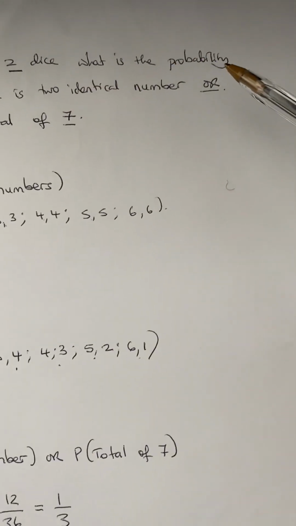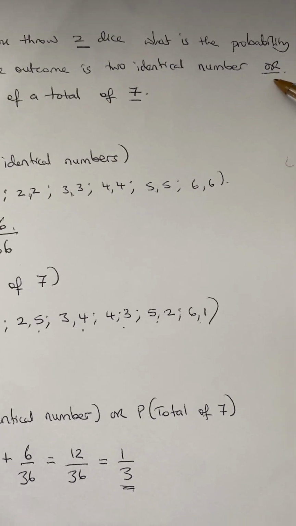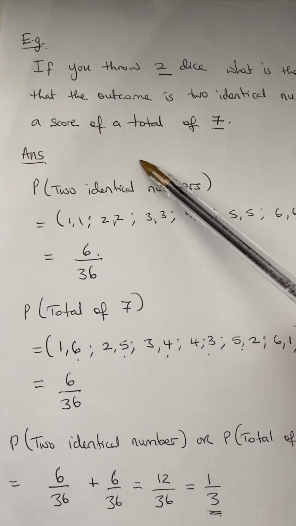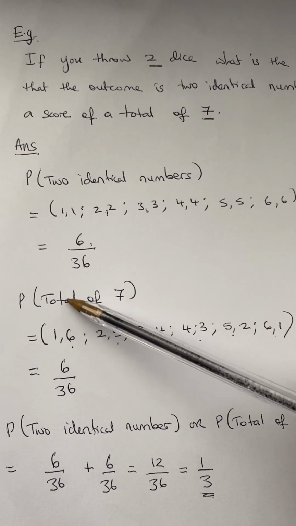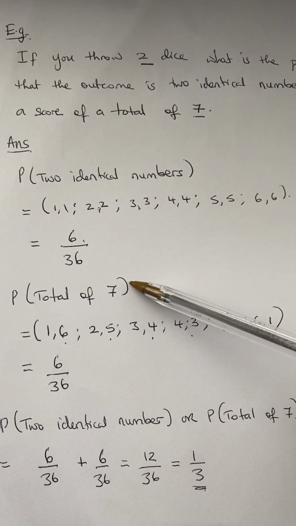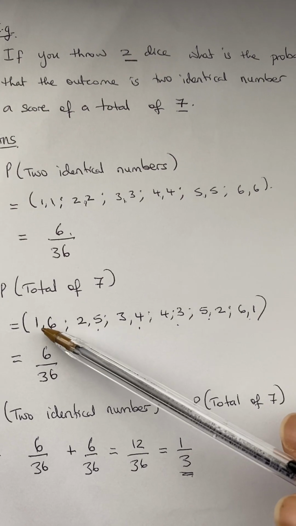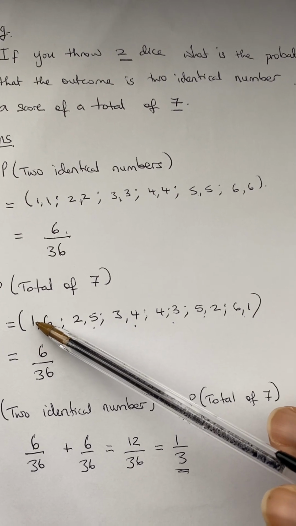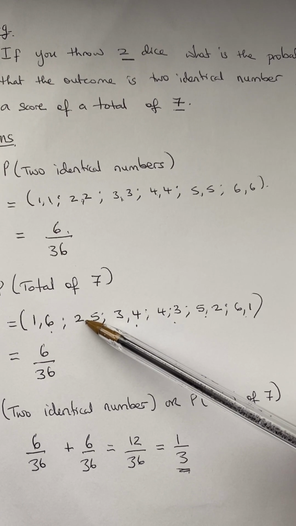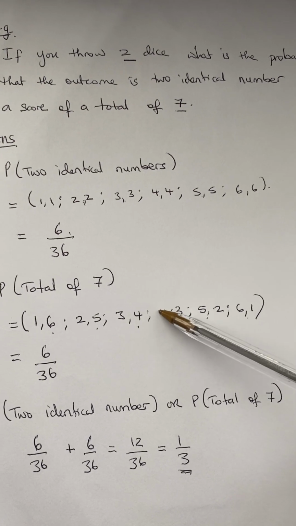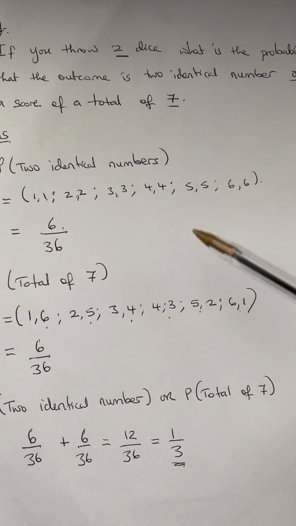The second part of the question says two identical numbers, which we've done, or a score of a total of 7. Now, if I look on the table, to get a score of a total of 7, it's 1, 6, so die 1, 1, die 2, 6, 2, 5, 3, 4, 4, 3, 5, 2, 5, 1. So you have two dice.